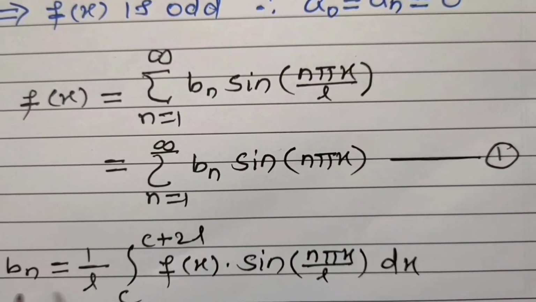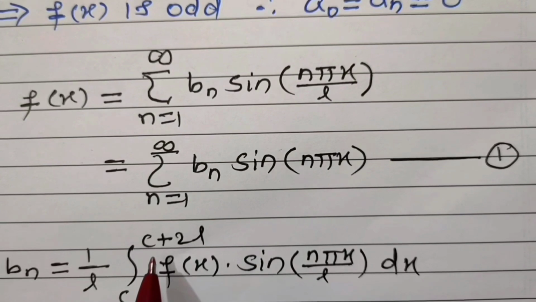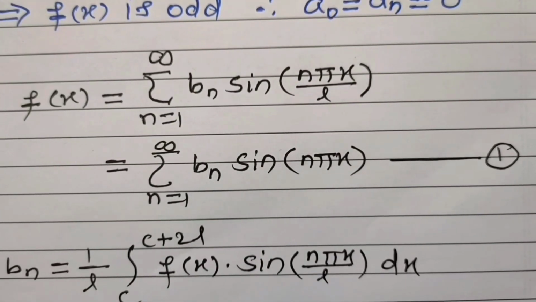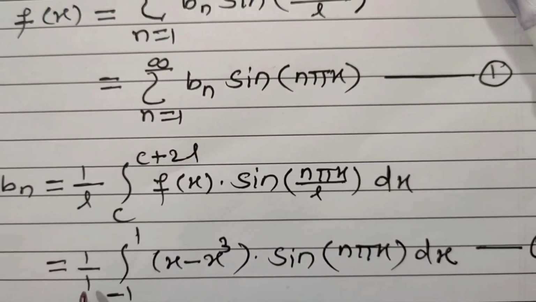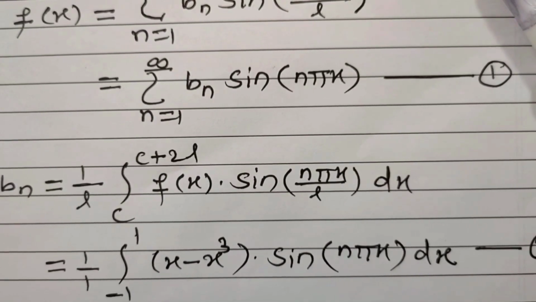bn is equal to 1 upon L integral from c to c plus 2L f of x into sine of n pi x divided by L, integral with respect to x. Here also replace or put the values of L, c and c plus 2L. So bn is equal to 1 upon 1 integral from minus 1 to 1 into bracket x minus x cube into sine of n pi x integral with respect to x. And consider this is equation number 2.